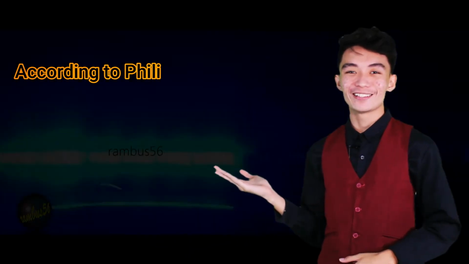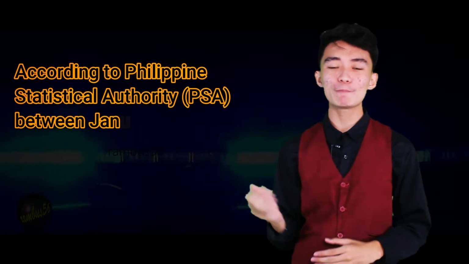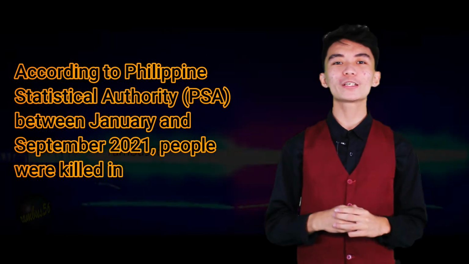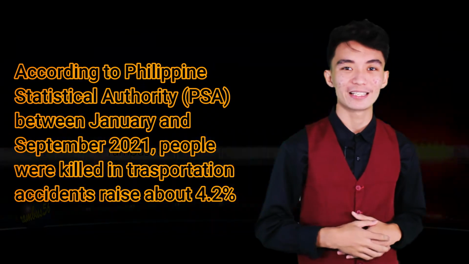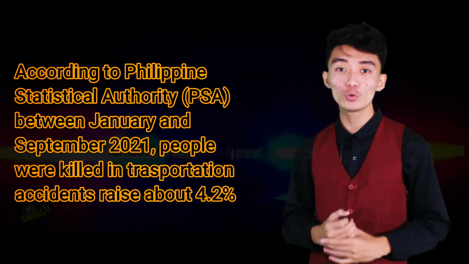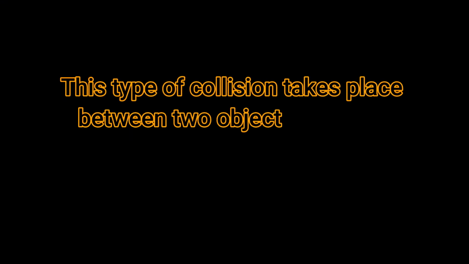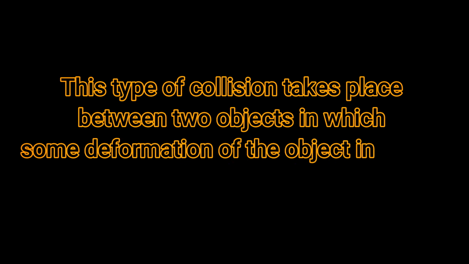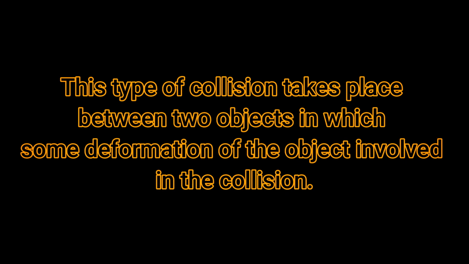According to PSA, between January and September 2021, people killed in transportation accidents rose about 4.2%. Cars colliding in road accidents are one of the real-life examples of inelastic collision. This type of collision takes place between two objects in which some energy is lost, and very likely to have some deformation of the objects involved in the collision.